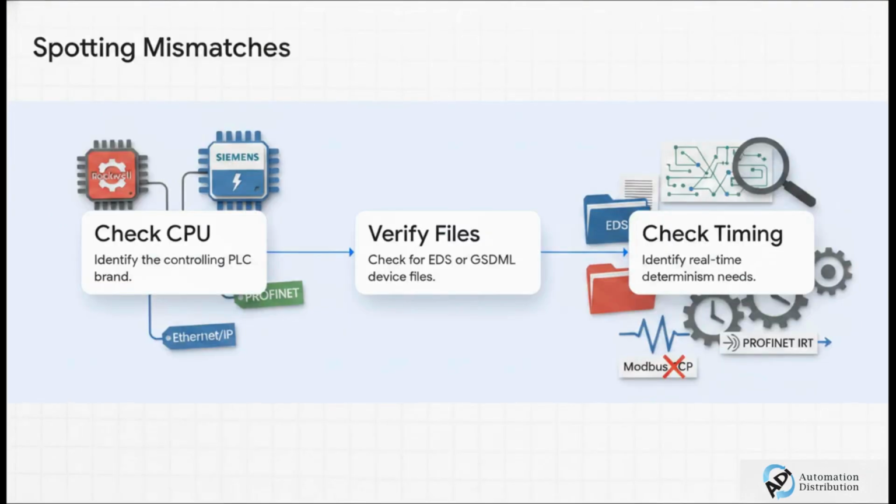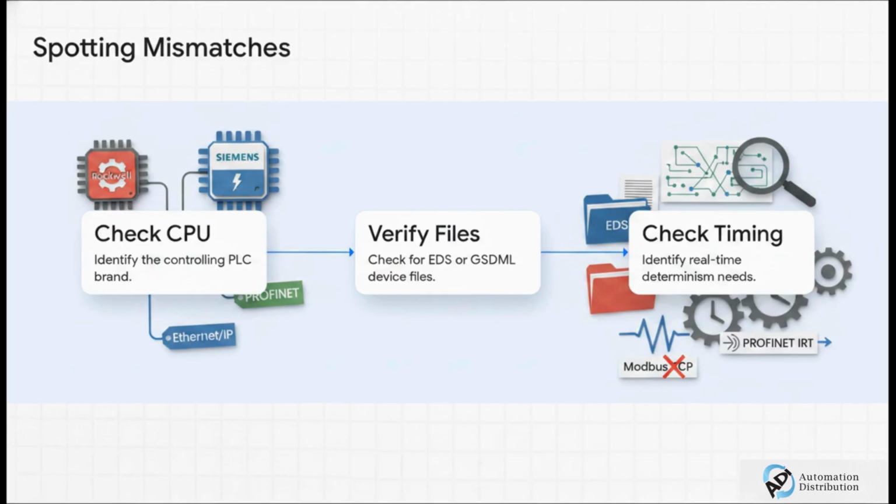Okay, so here is your veteran mental checklist for spotting mismatches the second you crack open an unfamiliar panel. Step 1, look at the CPU. Is it Rockwell? Instantly default your brain to EtherNet/IP. Is it Siemens? Default to PROFINET. Step 2, verify the device files in your software.